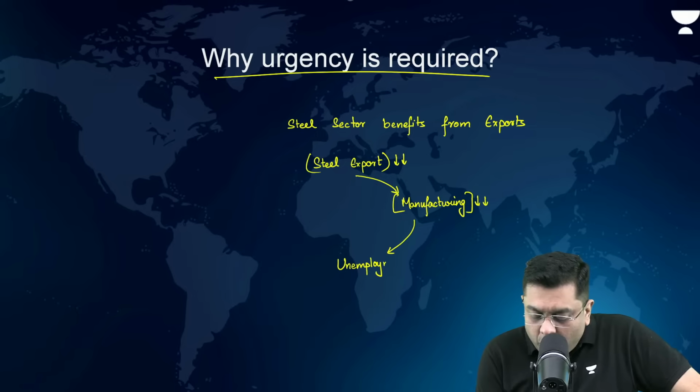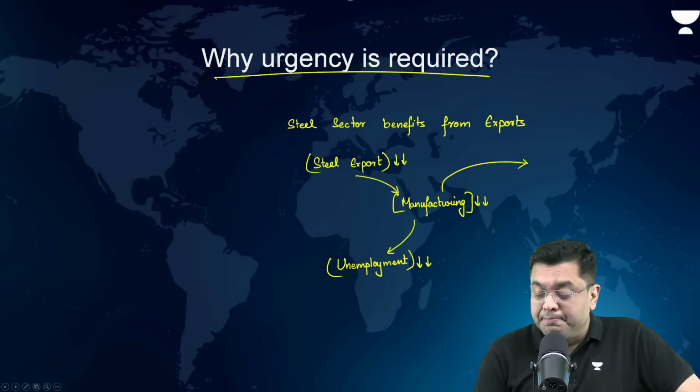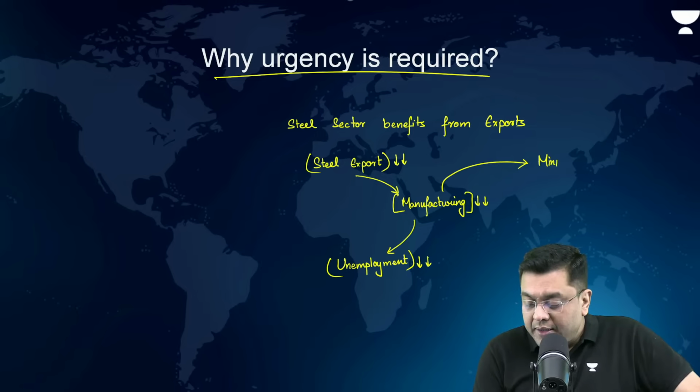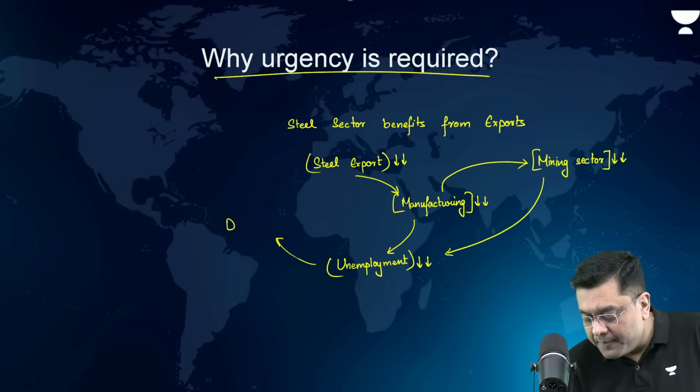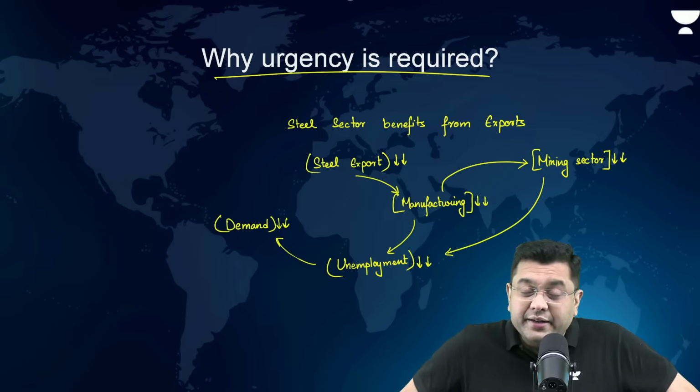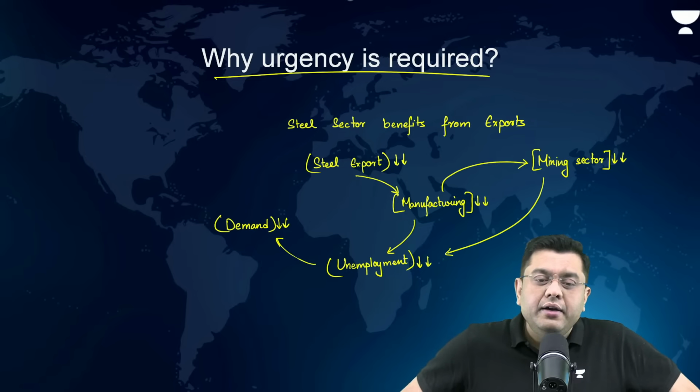Now, also understand, if the steel manufacturing goes down, then another sector which gets impacted is the mining sector. The mining sector, which is also labor intensive, also experiences a decline. And this will also lead to further unemployment. And this twin effect of unemployment can always lead to reduction of demand in the economy. And overall, there will be a loss in GDP as well. So that is why we need our steel to be present and to be competitive across the global market.